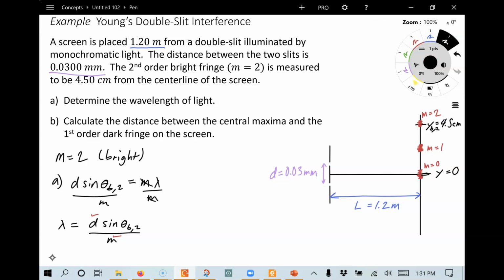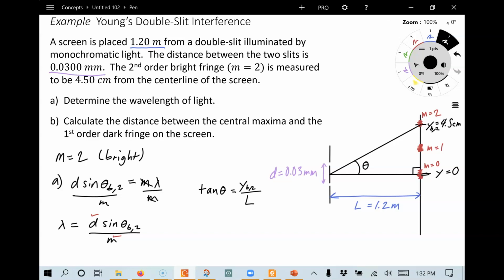However, there's always a second equation. If we draw a line straight from the center of the slits out to this point here, you can see that we make a nice little right triangle. And so we can use another equation to relate this angle based on that right triangle. To get the angle from the right triangle, tangent theta is equal to opposite, which is y_b2 in this case, divided by the adjacent side, which is L.